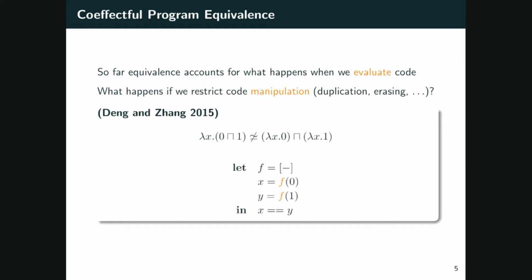And in fact, Deng and Zhang showed that if we are allowed to manipulate programs only linearly, which means that we must use a program just once, then lambda abstraction indeed distributes over non-deterministic choice. So this kind of manipulation actually influences the kind of program equivalence that we have.